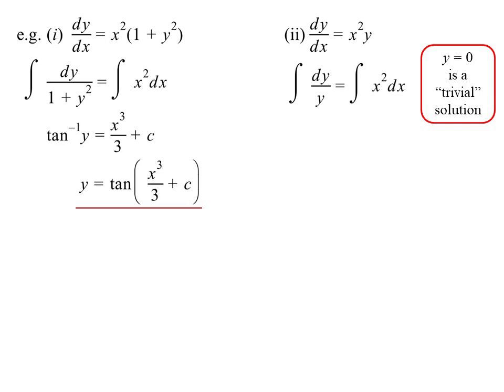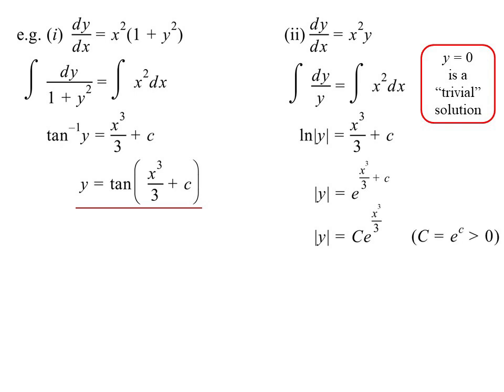So dy on y is x squared dx. We get the log of the absolute value of y is x cubed on 3 plus a constant. Now that means the absolute value of y is e to the power of that. And of course I can use some index laws here and I get e to the power of x cubed on 3 times e to the power of c. Well, e to the power of c also is just a constant. In this case, because I'm saying absolute value equals, that constant must be a positive number. But then when I make y the subject, it's no longer necessarily positive because I would say, well, y equals plus or minus. So I just changed it to a rather than c.